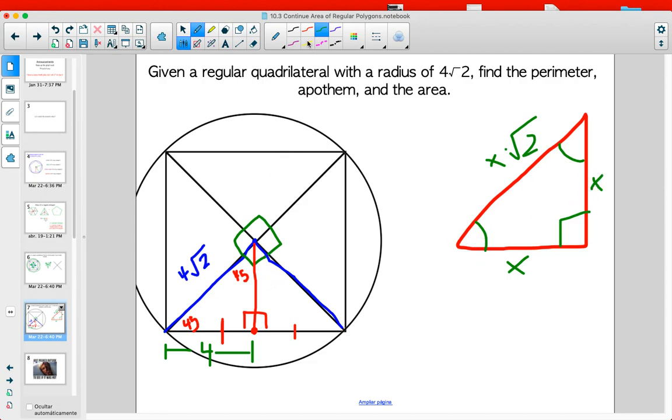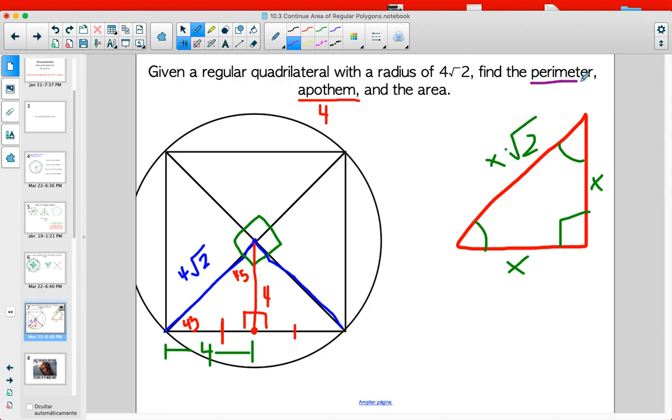So the apothem, I'm going to do the apothem in red. The apothem is actually 4 as well. All right, so we found the apothem. The apothem is 4. Now we need to find the perimeter. And I will do the perimeter in purple.